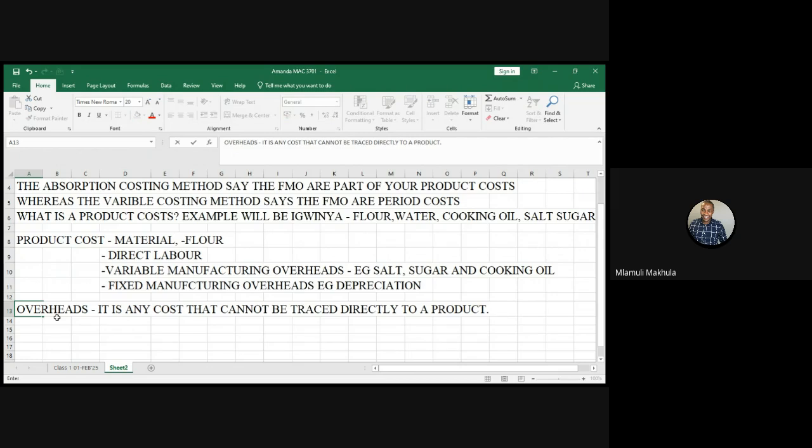So when we are saying it's variable, something that varies, Amanda, it's something that changes. Are you a Christian? Yes, I am.